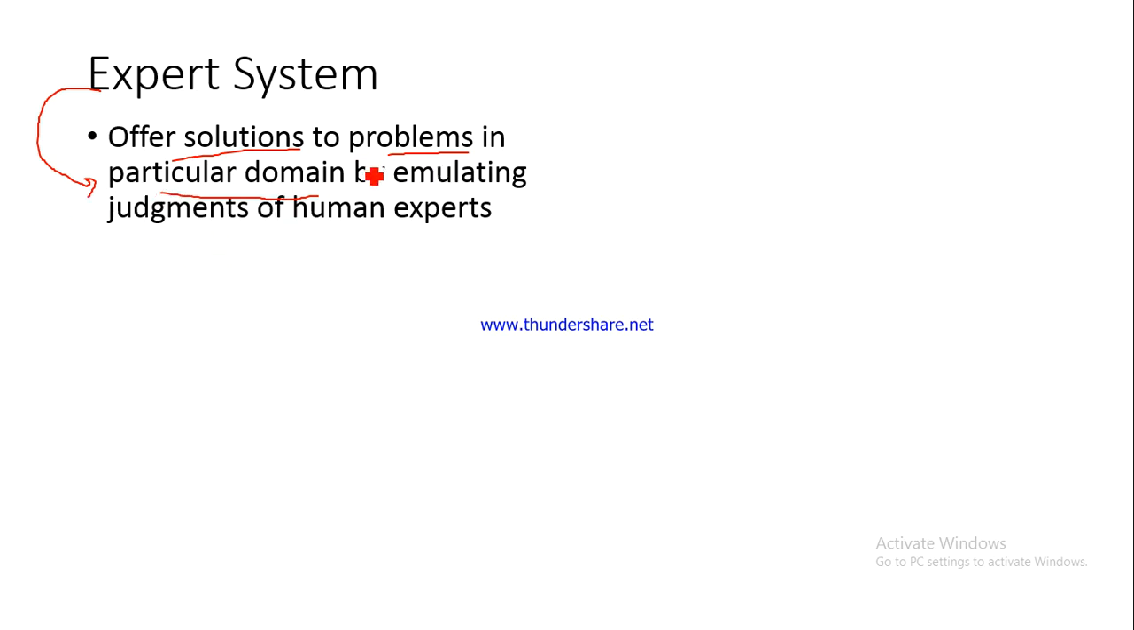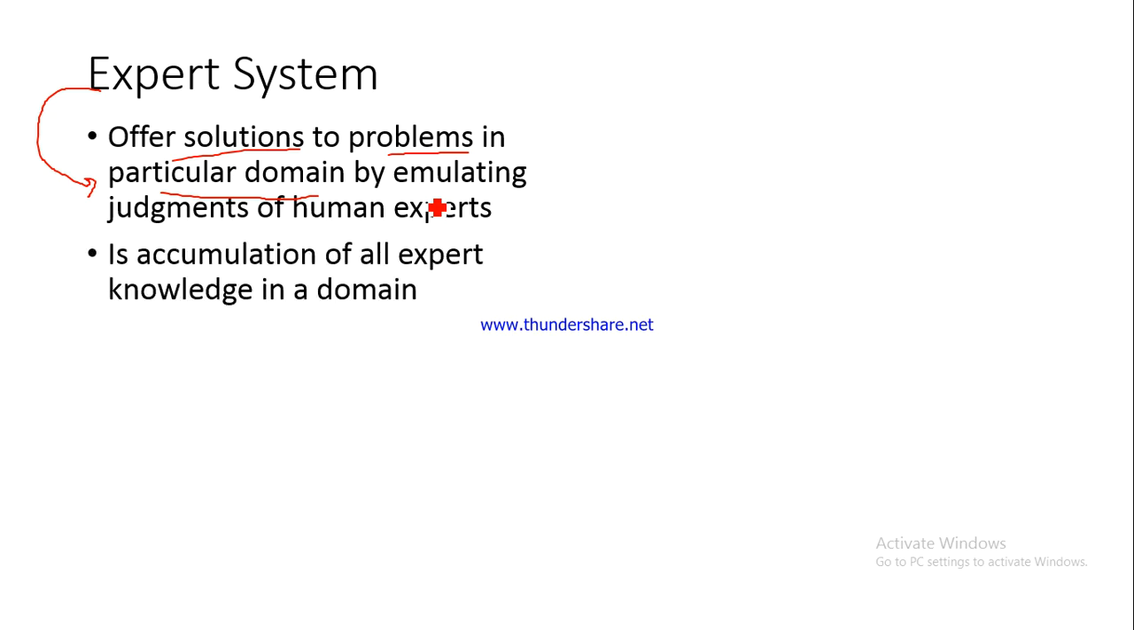And how are they able to provide these kinds of expert solutions? They emulate the judgments of the human experts. They imitate the judgments of the human experts. So they basically copy the way in which human experts make judgments, and they also benefit from the expertise of the human experts, and they utilize all that expertise to provide solutions. Now, how do they benefit from the expertise of human experts? That we are going to discuss in a short while.